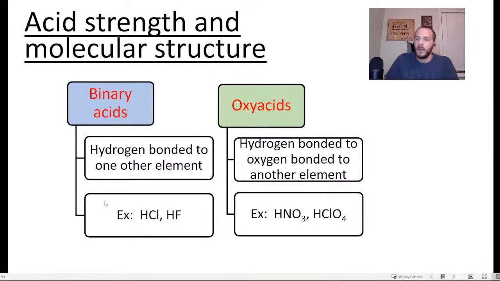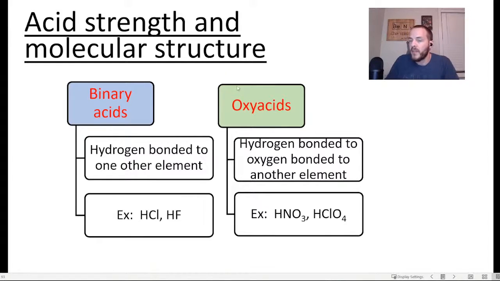So we're going to divide our discussion talking about two different types of acids. One type of acid is called a binary acid. A binary acid is simply hydrogen bonded to one other element, so HCl, HF. Those are prime examples of a binary acid.